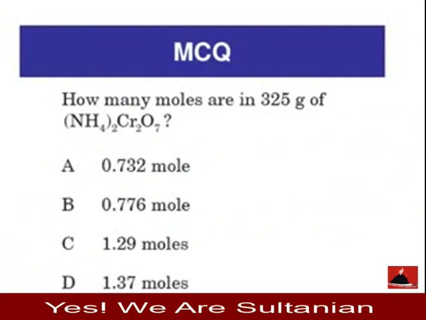Okay, here's a multiple choice question that is similar to the questions that you just saw. How many moles are in 325 grams of ammonium dichromate? Okay, so you have the formula, you know that you're looking for moles, and they give you the number of grams. Go for it.